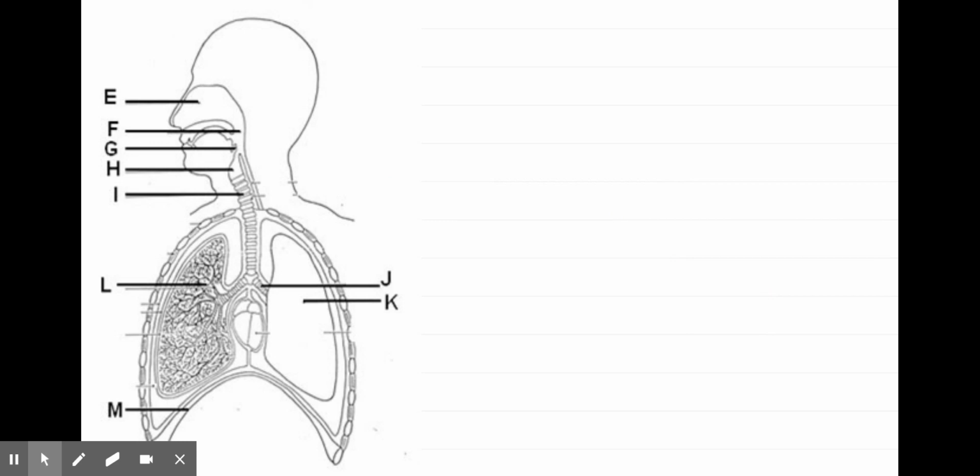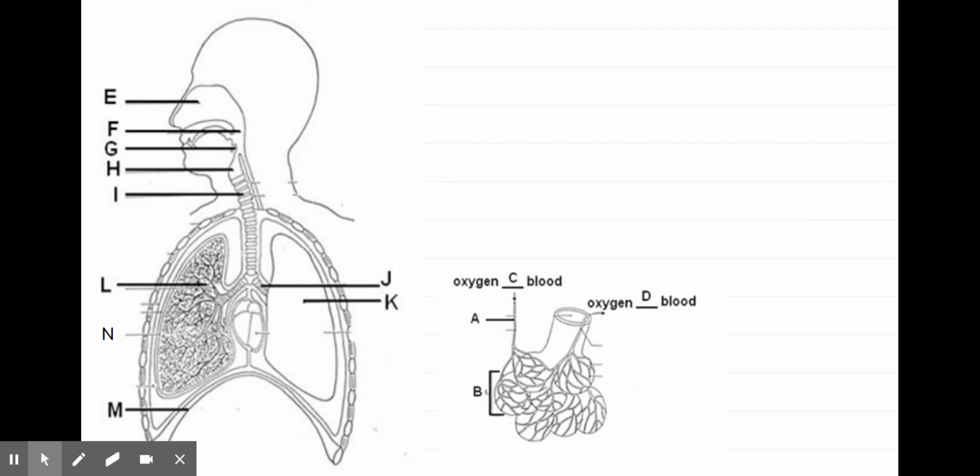So now what we're going to do is label the diagram of the respiratory system. You'll notice that I added the letter N in, because we're also going to talk about an extra piece that's not listed on your diagram. So if you could just add it. We're going to start here with A and L. Why? Because I accidentally did it that way.